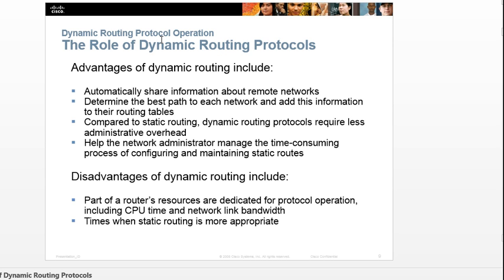The disadvantages, however, are that part of a router's resources have to be dedicated to maintaining the dynamic routing protocol. CPU time and network bandwidth are both going to be used for this, because for the routers to exchange information, they have to actually send that data over the pipe. And that means that part of your bandwidth is going to have to be used in sending information back and forth for the dynamic updates. And there are a few times when static routing is more appropriate for that reason.